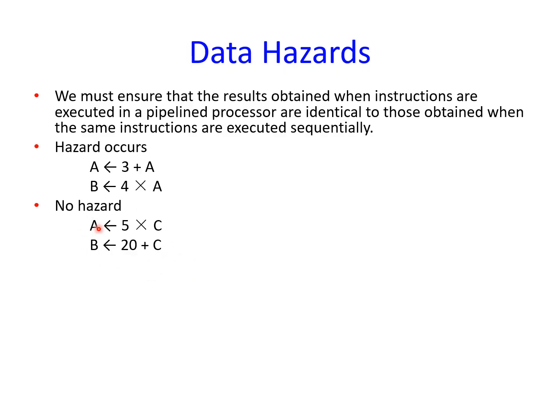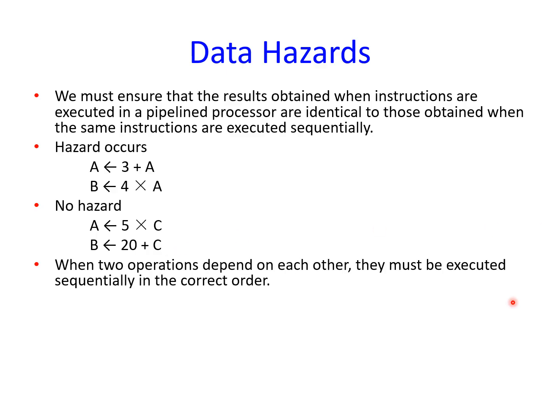Here you can see these two instructions. You have C, but there is no data dependency, because the result is not used as the source operand in the next instruction. So there is no hazard. When two operations depend on each other, they must be sequentially executed in the correct order.